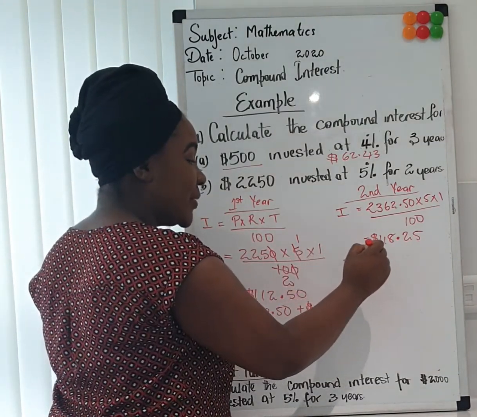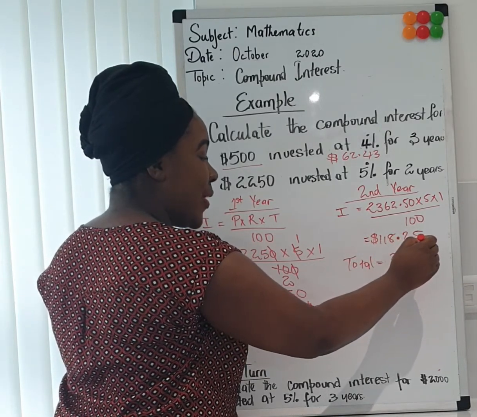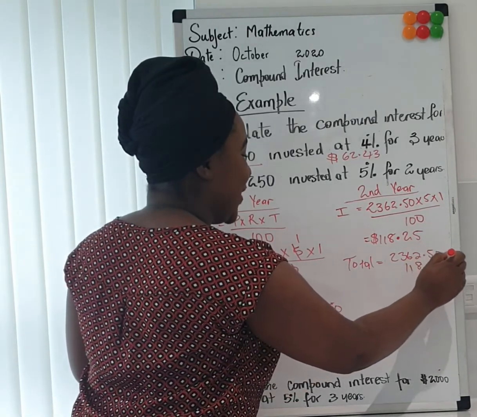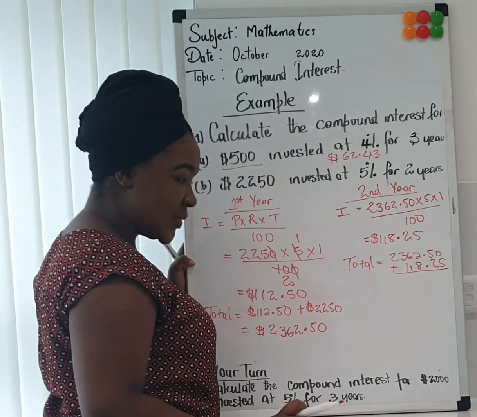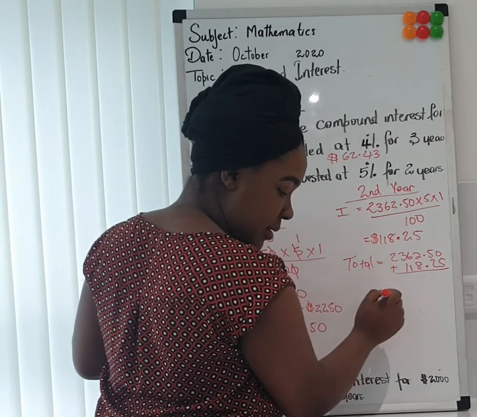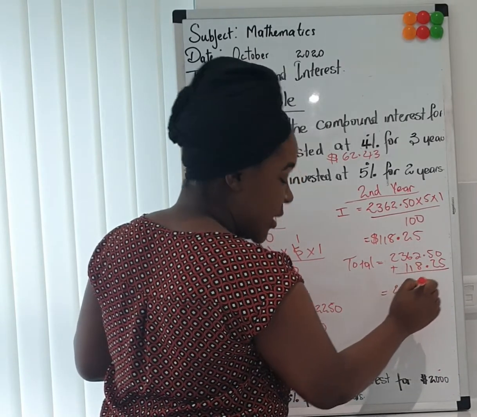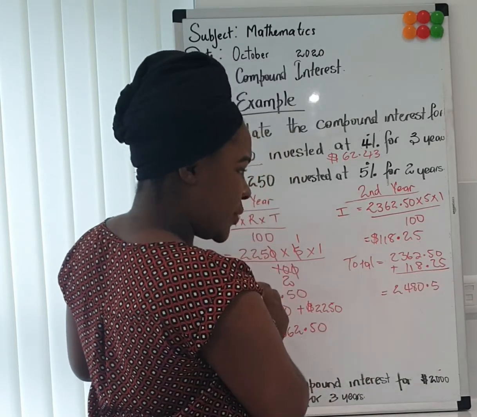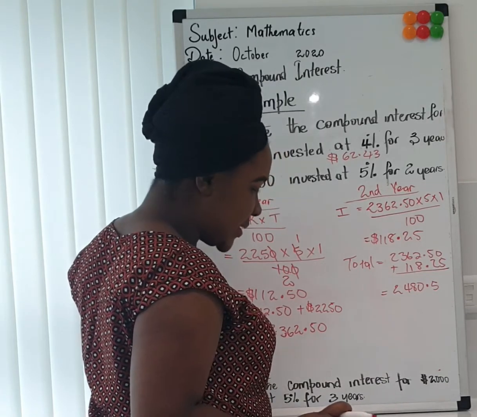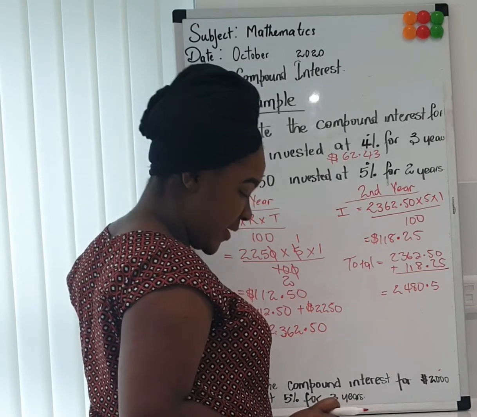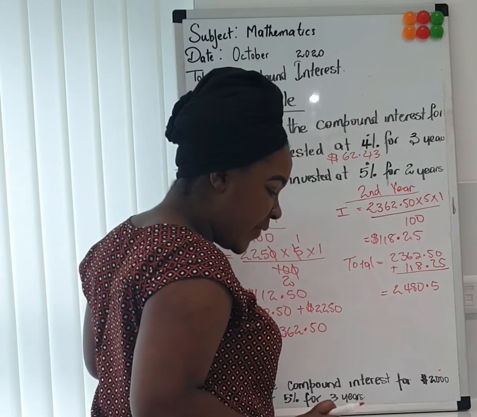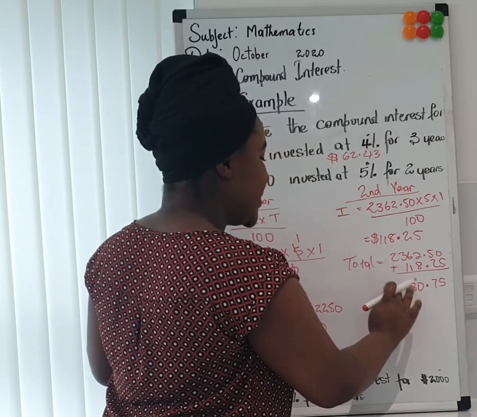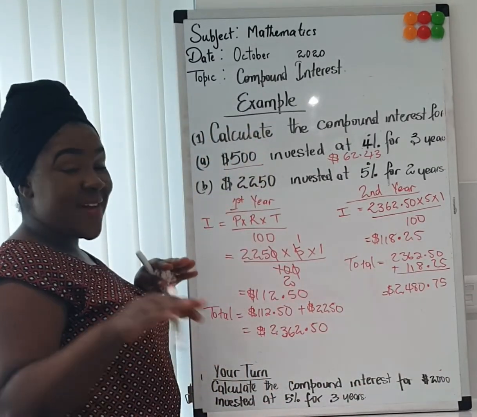Let's find the total in the account now. Total equals 2362.50, what we started the year with, plus the interest they gave us, $118.25. Let's check this again: 2362.5 plus 118.25 gives $2,480.75. That's the amount we have at the end of the second year.